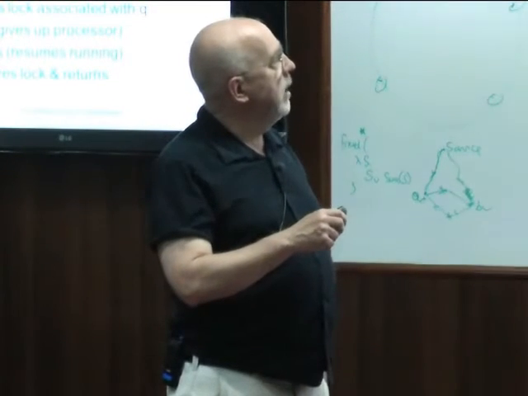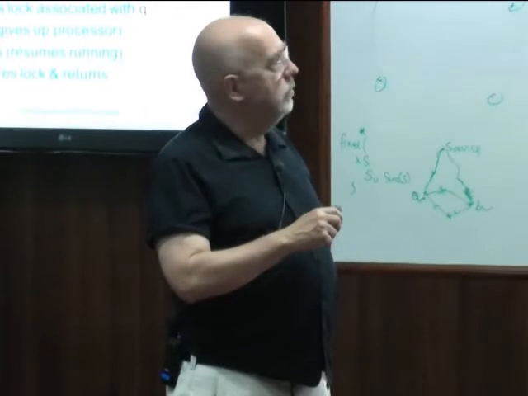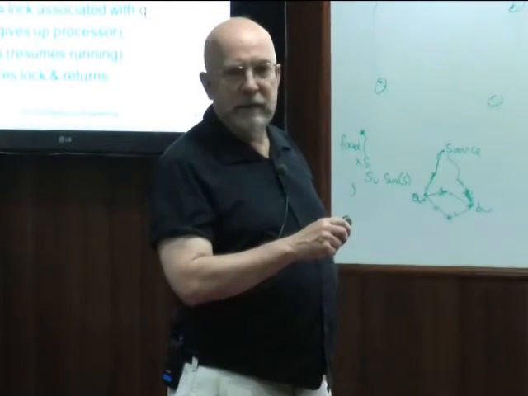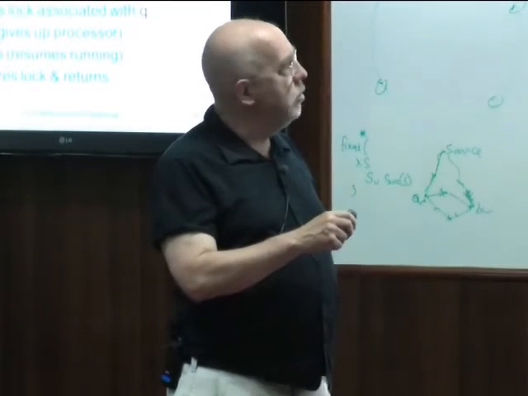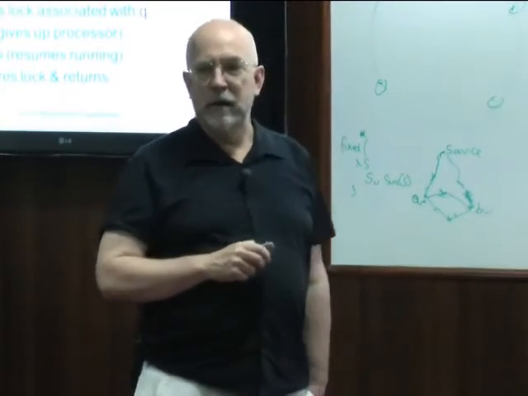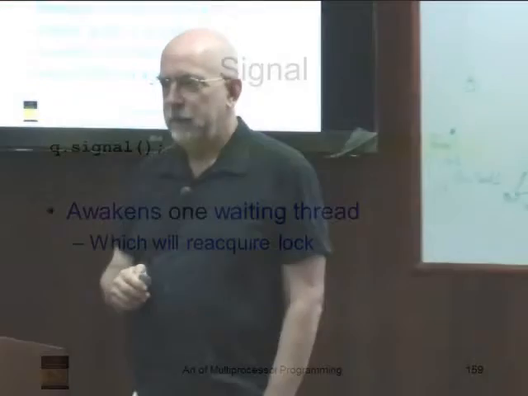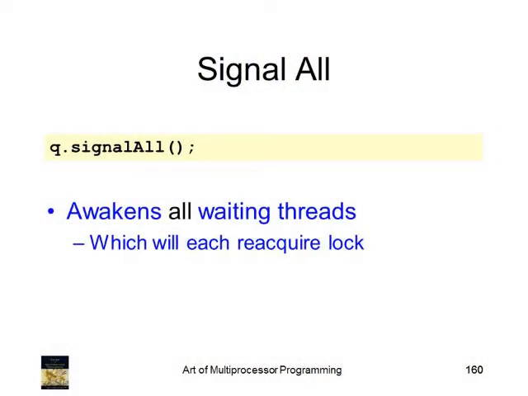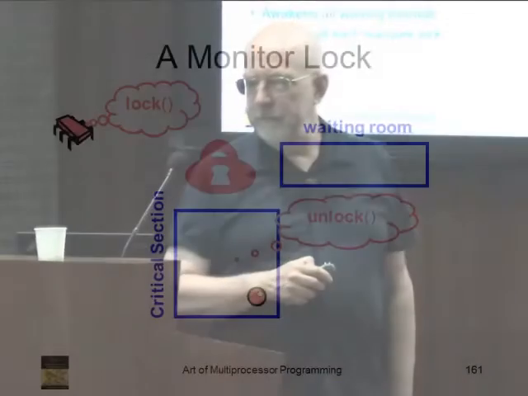So you execute down here, you're holding the lock. You say await. While you're inside here, you could release the lock and things can change. But when you return from this call, you have the lock again. Signal, again, awakens one waiting thread, which will reacquire the lock. Signal all wakes them all up.